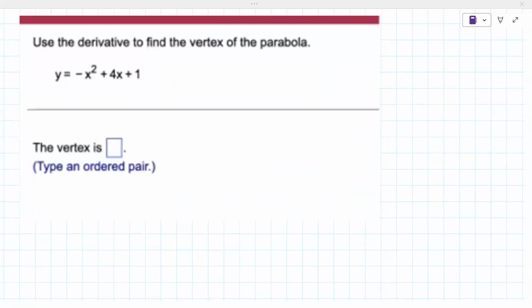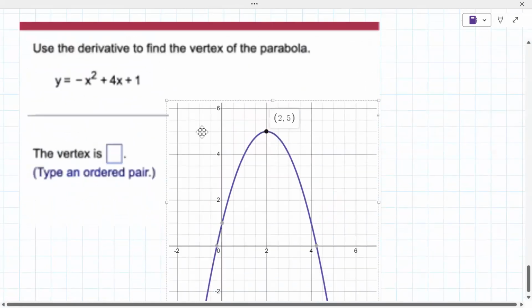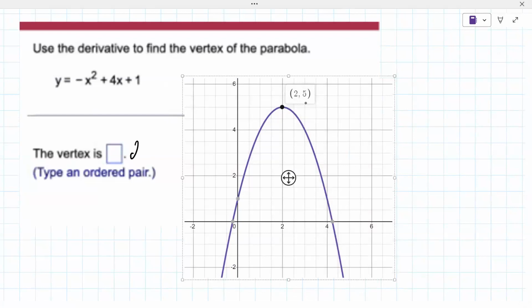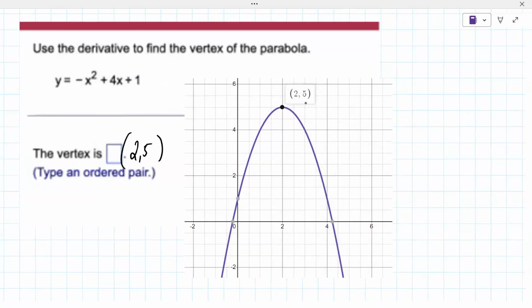If you want, we can do it by hand, but I would suggest doing it this way. So the vertex here is 2 comma 5. That is your answer, 2 comma 5. Okay. Yeah, definitely easier to graph it.